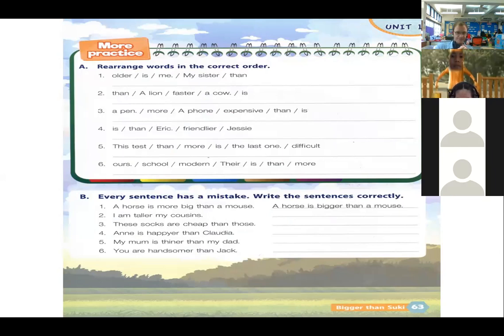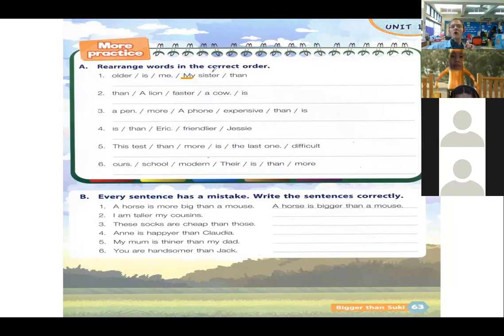Let's look at the last page of what we're going to do today, A and B. We have to arrange these words in the correct order to make a sentence. It is important that we look at the whole sentence and write it correctly. There might be other ways we can write the sentence that might not be 100% correct. The first thing when we get a question like this is look for the capital letter, because the sentence always starts with a capital letter. So here the M is a capital letter, so my sister will be the first one.